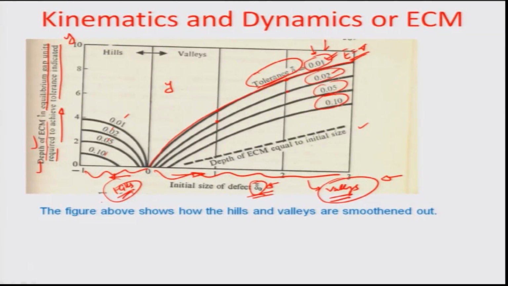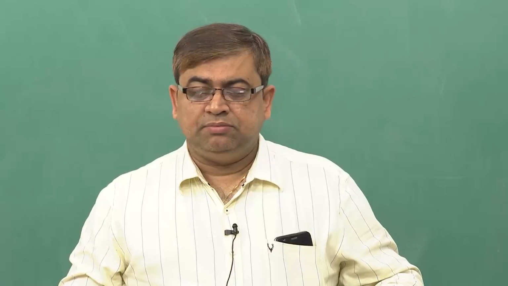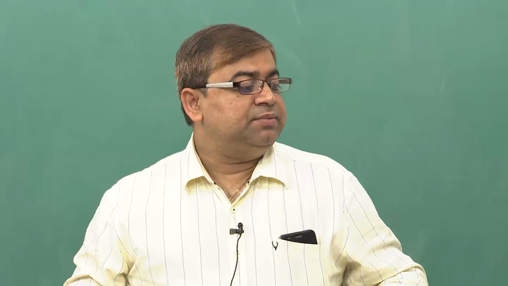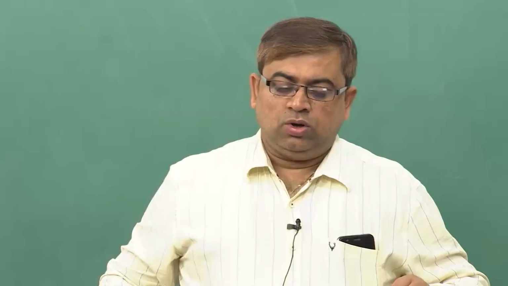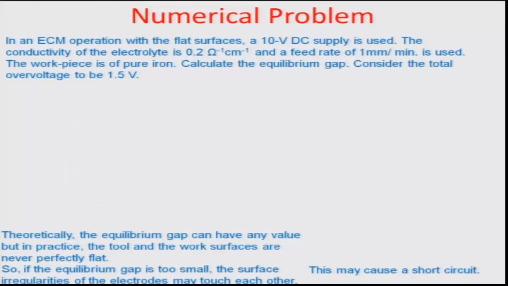So, let us now work out some numerical examples to find out whether we can really estimate the equilibrium gap, considering certain aspects related to the ECM process, like for example, if we have the design over voltage, the design voltage, and some of the other material removal rates, etc., that can be predicted in this manner from conductivity of the solution, atomic weight, etc., can we really predict the equilibrium gap? Okay. So, let us say in an ECM operation with flat surfaces, a 10 volt DC supply is used and there is an over voltage of 1.5 volts that you need to assume.